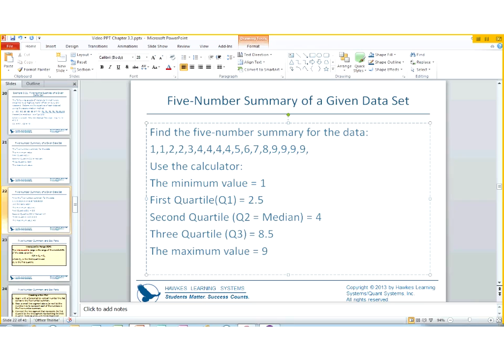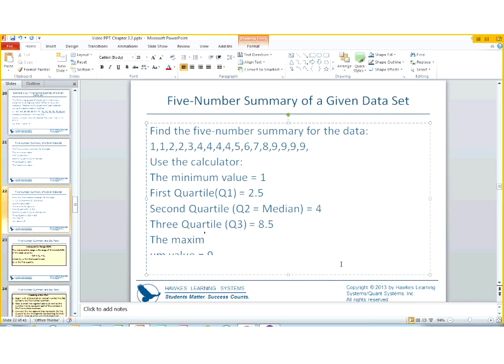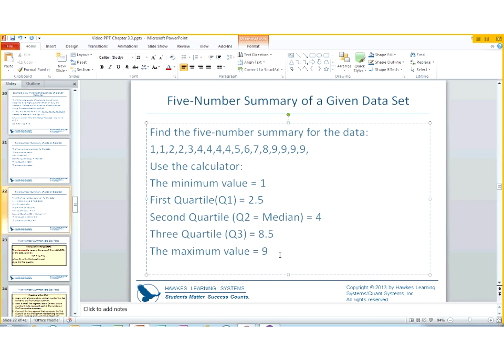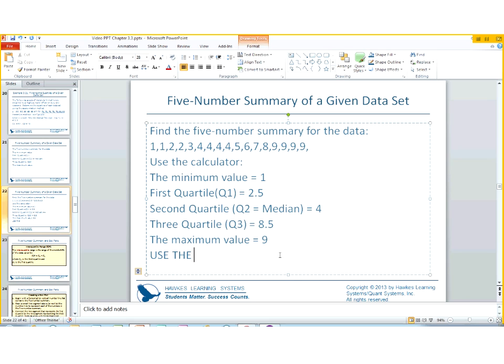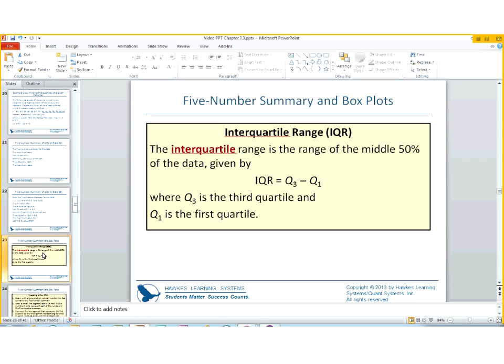So whenever you can, use the calculator. It will make your life so much easier. Okay. All right, so let's keep going.